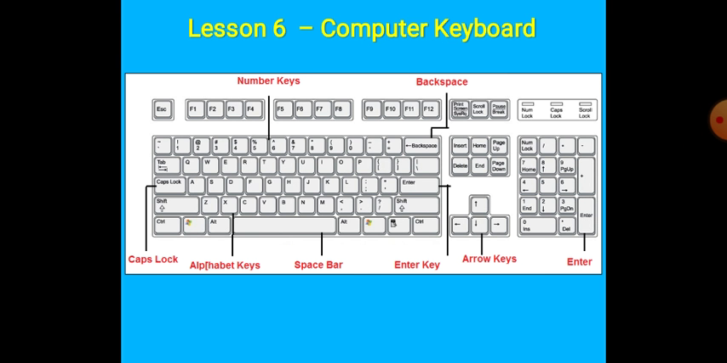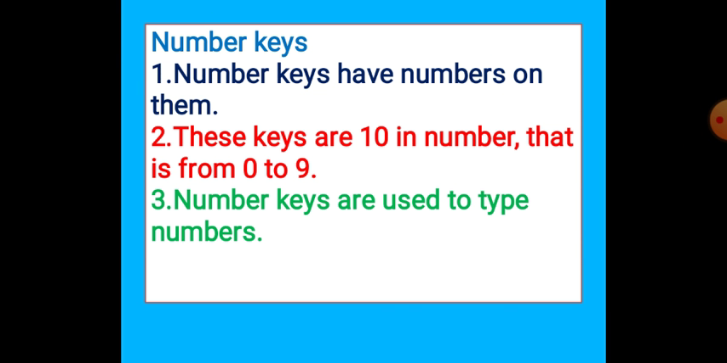Z. When we press A, A comes on the screen. When we press B, B comes on the screen. So children, this way we can type the alphabets, words and sentences. Now today we will discuss first number keys.